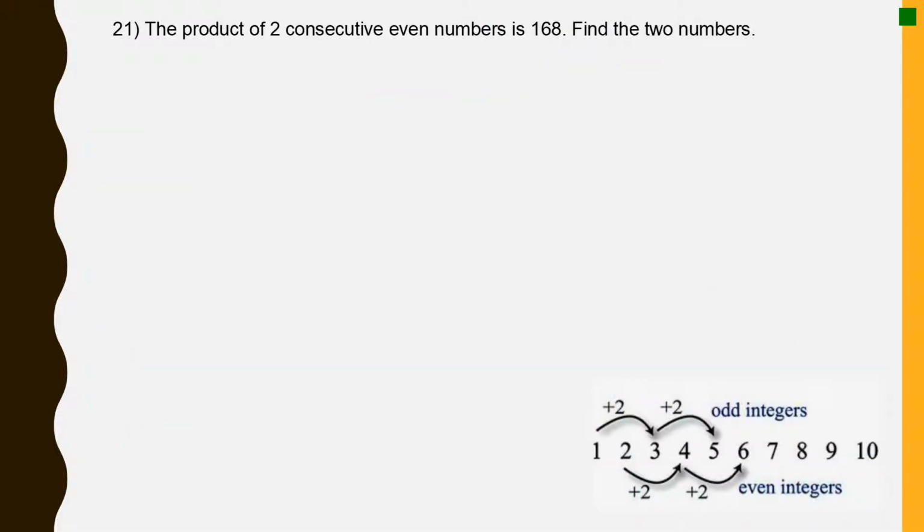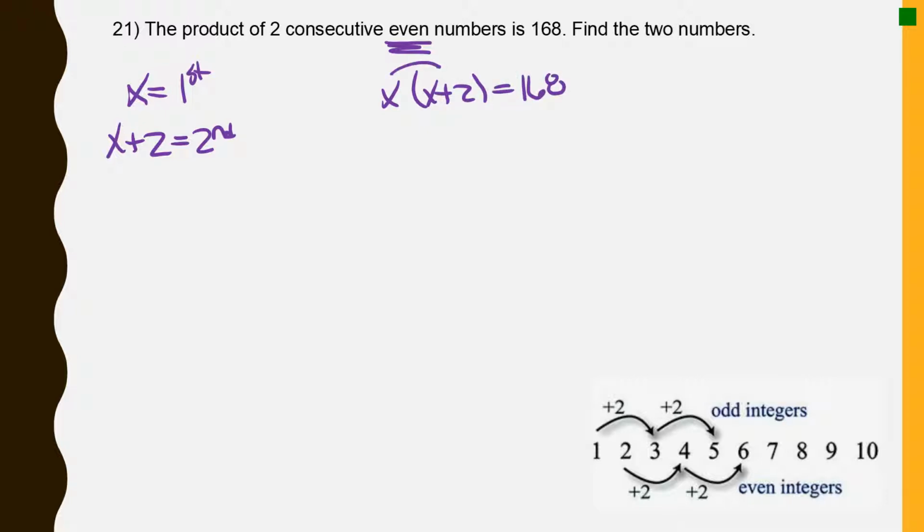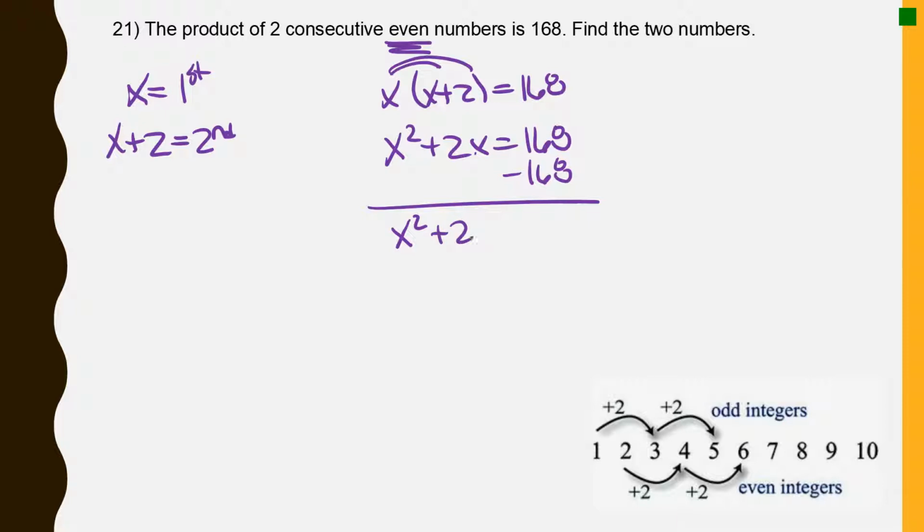The product of two consecutive even. So that means x is my first, and if it's even, I have to jump 2 to get to my next one. Product means multiply, so x times x plus 2 is 168. I'm going to distribute. X squared plus 2x equals 168. I'm going to subtract the 168. So x squared plus 2x minus 168 is 0.